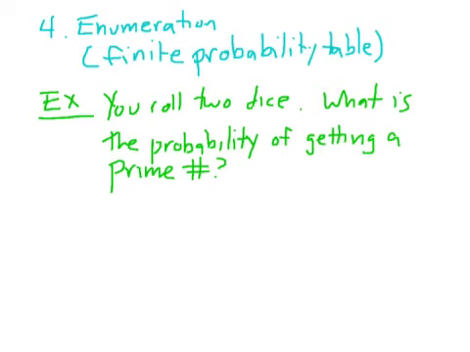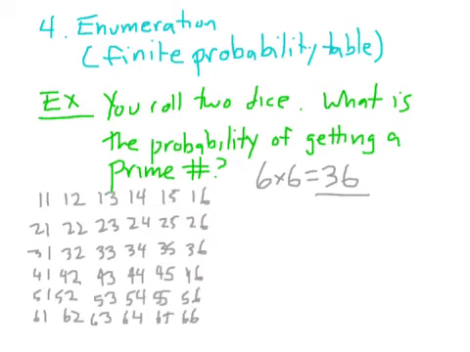You roll 2 dice. What's the probability of getting a prime number? First of all, how many possible outcomes are there? There are 6 on the first die and 6 on the second die, and 6 times 6 is 36. Now 36 is not that big of a number, right? We can list out all 36 outcomes. And there are those 36 outcomes. I just wrote them all there.